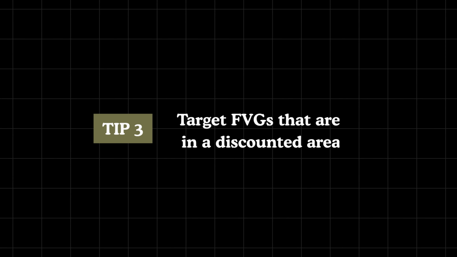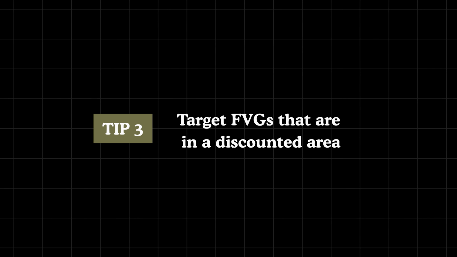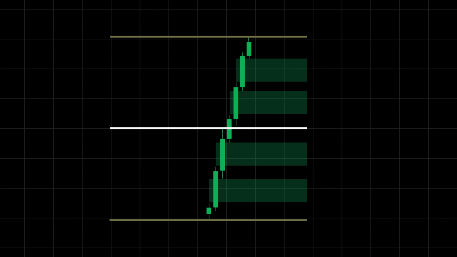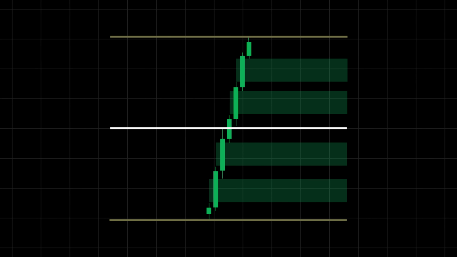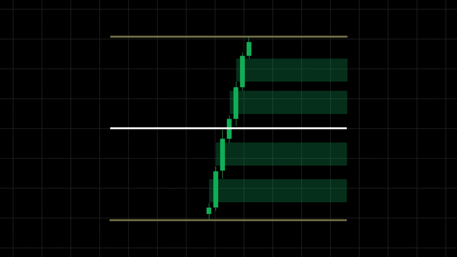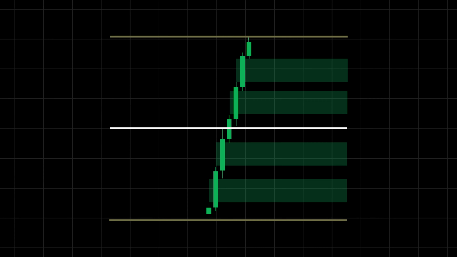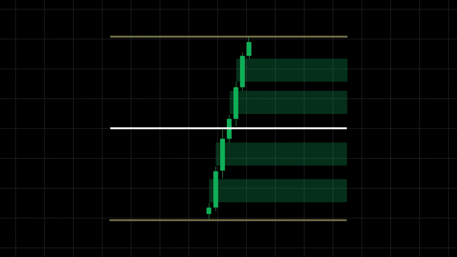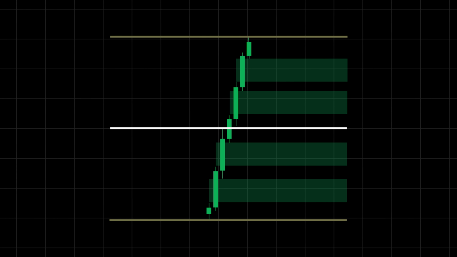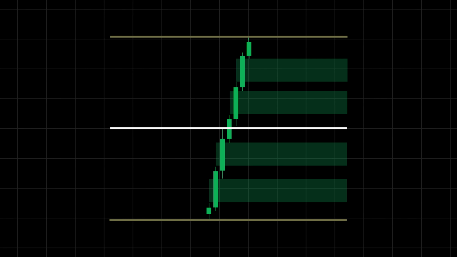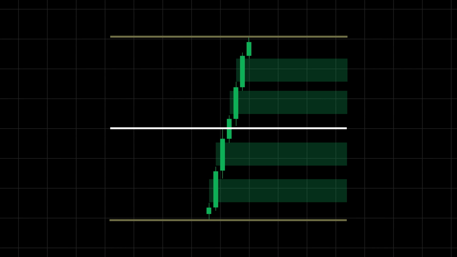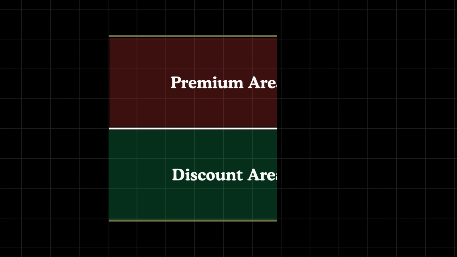For our next tip, you should be targeting fair value gaps that are created within a discounted area. To give an example of this, here we have a strong bullish move. But when we mark out the fair value gaps, we have a few to choose from. So the question is, which one should we be targeting for our trades? Well, the first thing we should do is mark out the top and bottom of the move, along with the 50% mid-level. This will give us what we call the premium and discount areas of the range.